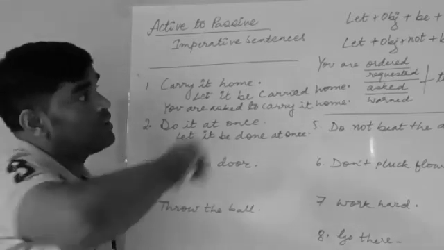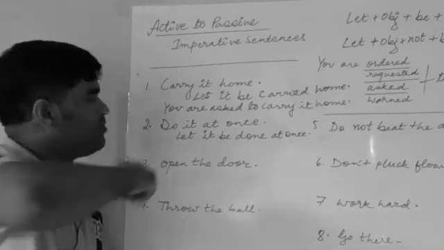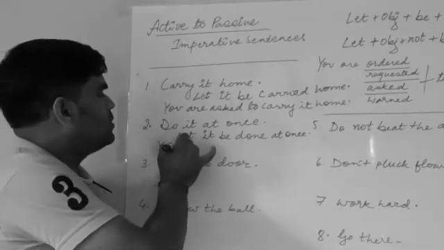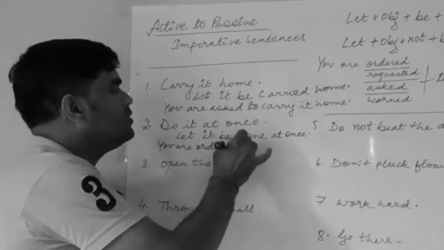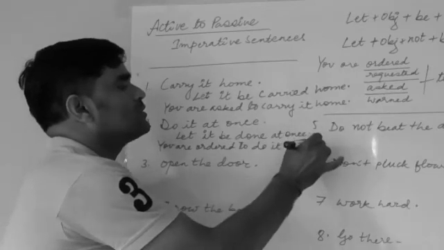The other way can also be followed here because the sentence has an object in it. So do it at once means you are ordered to do it at once.